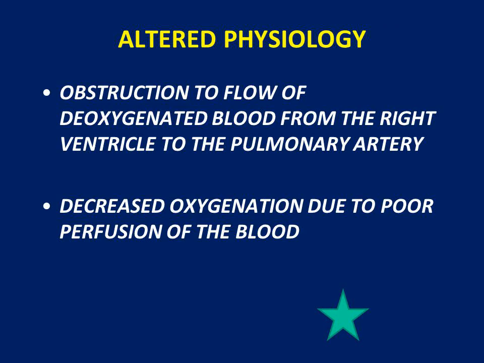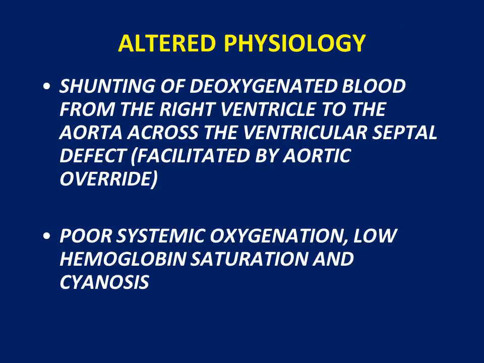60. Altered physiology. Obstruction to flow of deoxygenated blood from the right ventricle to the pulmonary artery. Decreased oxygenation due to poor perfusion of the blood. Altered physiology. Shunting of deoxygenated blood from the right ventricle to the aorta across the ventricular septal defect, facilitated by aortic override. Poor systemic oxygenation, low hemoglobin saturation and cyanosis.